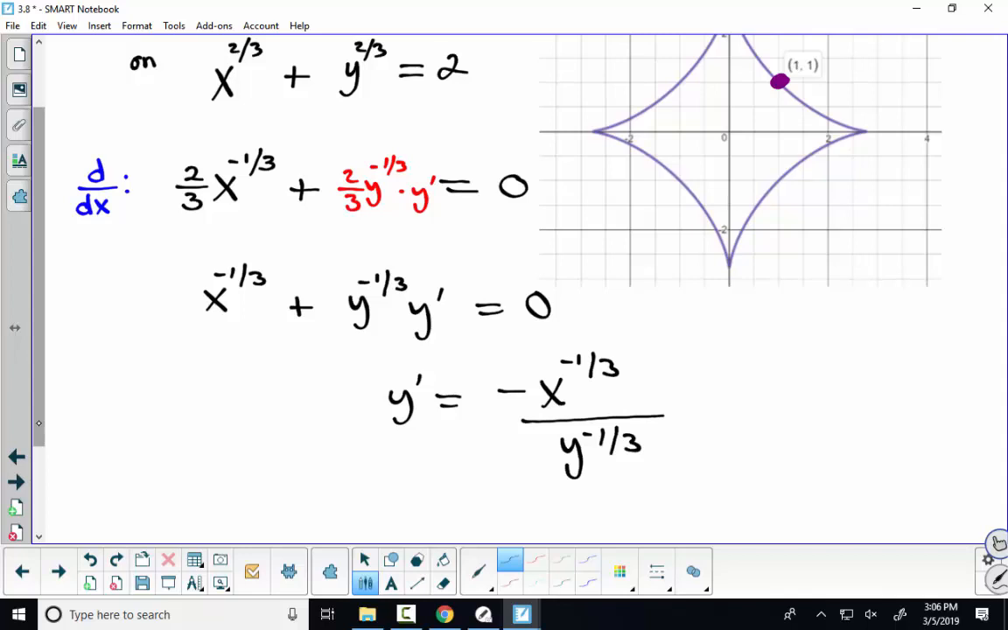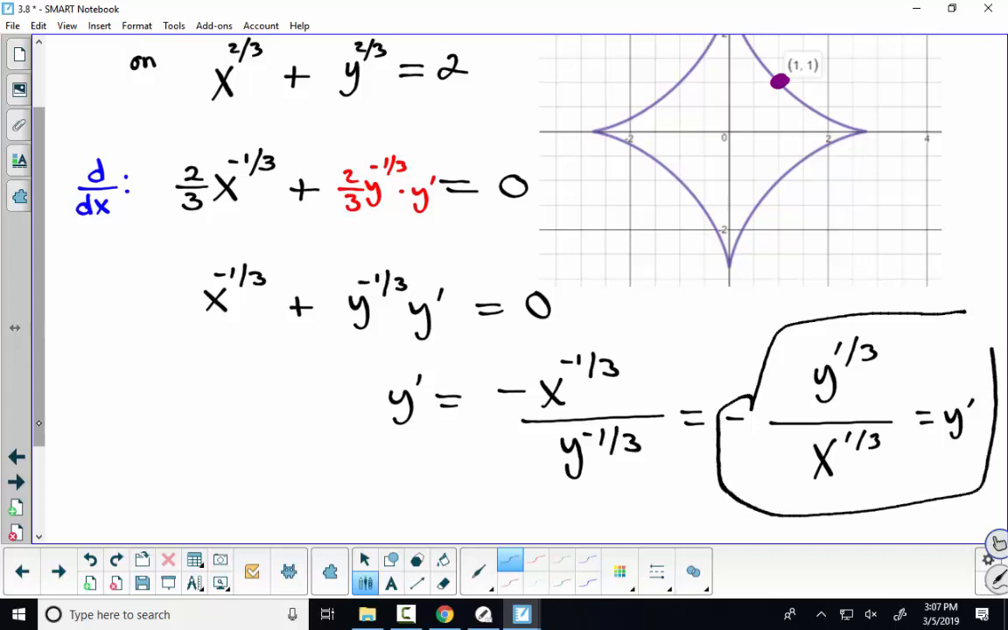Does that look all right? Just algebraically. We can take care of those negative exponents. We could write this as negative of y to the positive 1/3 over x to the 1/3. So that is our derivative. This is y prime. Don't forget that negative.